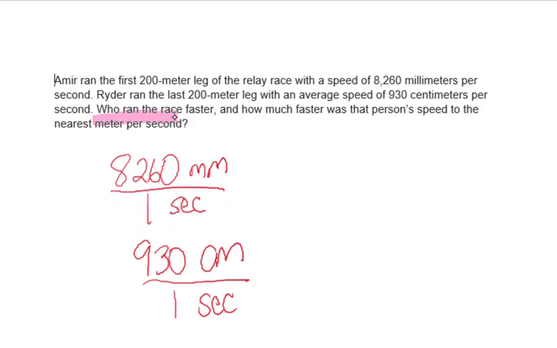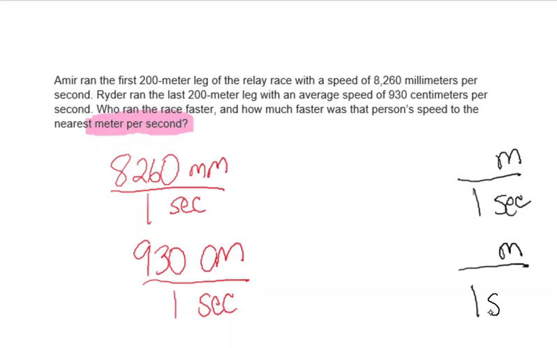So I want to have my answer in meters per second. And neither of these are in meters per second, but they're all in a unit rate for 1 second. So I need to convert millimeters and centimeters. I need to figure out how many meters in 1 second for each one of these. So I'm going to have to multiply by a unit rate that will get me from millimeters to meters, and that will get me from centimeters to meters.